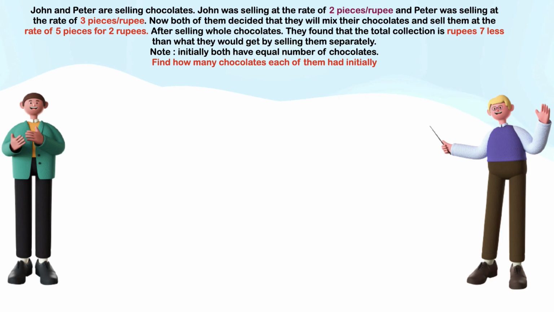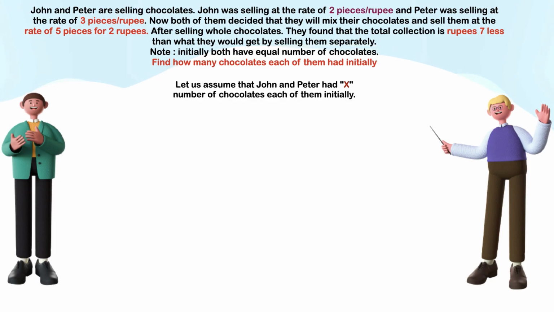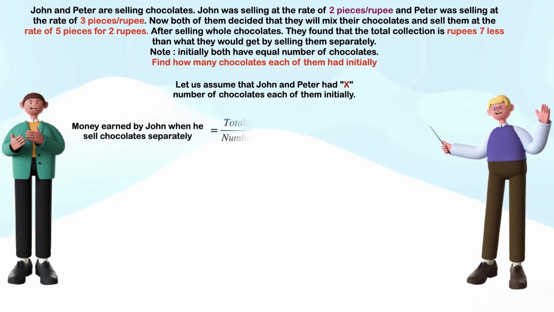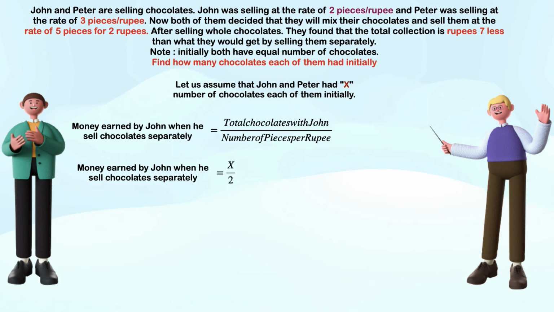Let me explain the solution step by step. Let us assume that John and Peter had X number of chocolates, each of them initially. Money earned by John when he sells chocolates separately is total chocolates with John over number of pieces per rupee. Hence, money earned by John is X over 2 as he sells 2 chocolates per rupee.